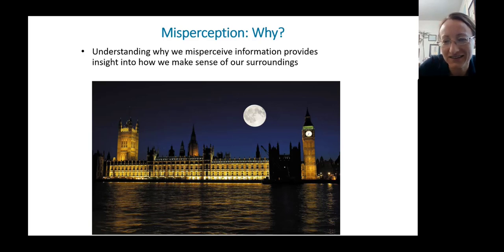But it's the same size, right? The moon doesn't get bigger. And we don't really know why that happens. But when we do figure it out, it'll teach us something about the way our mind works.